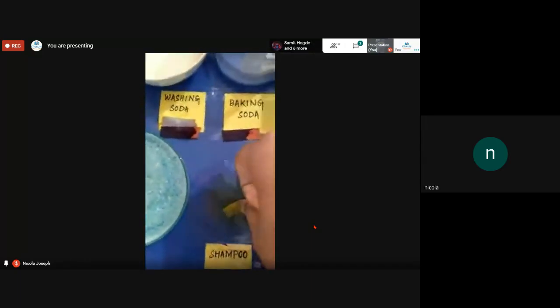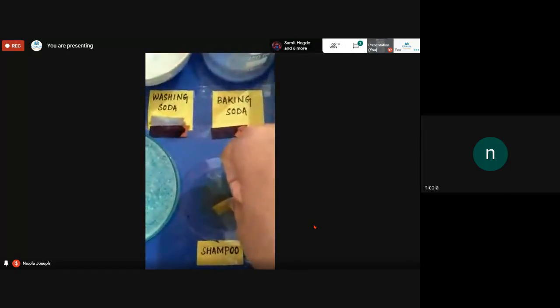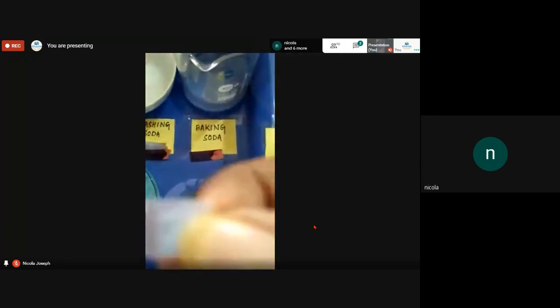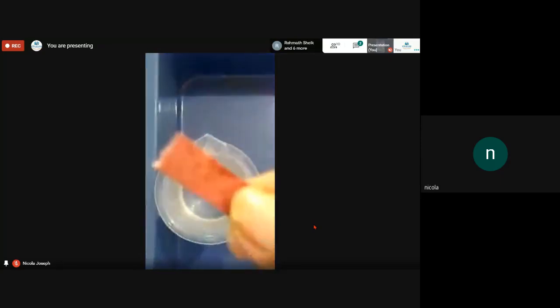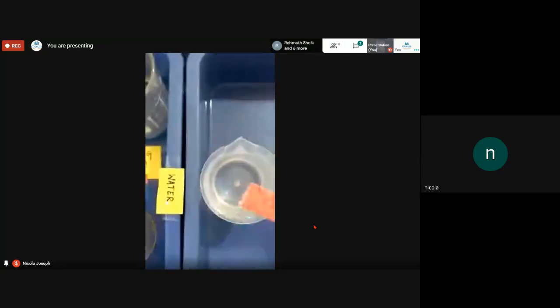We test it with blue litmus paper. Does it change color? No, ma'am. So what is the shampoo? It is a base. Okay, now we'll test red litmus paper with water.